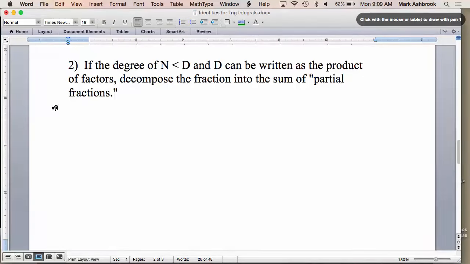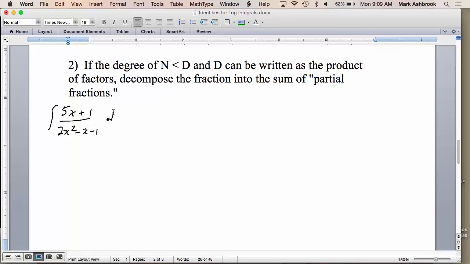So here we have an example. The integral of 5x plus 1 over 2x squared minus x minus 1, and let's say we're going to do that from 4 to 20.